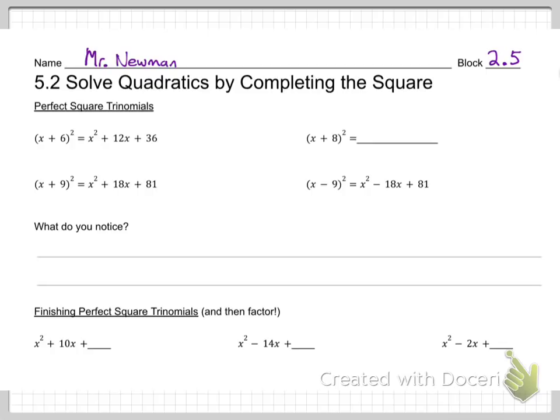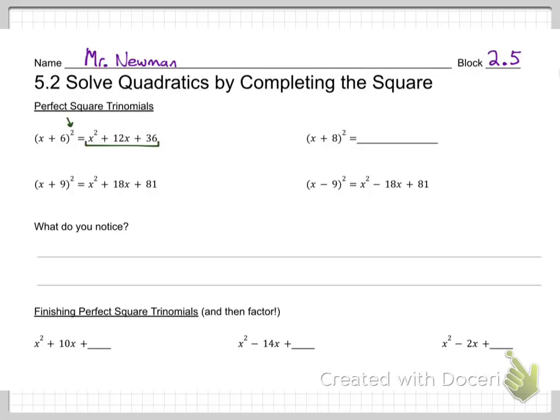Now, completing the square, first we have to identify what is a perfect square trinomial. You see what I did here? I've got some equations. This is something we did last unit where we multiplied binomials. X plus 6 squared gives you x squared plus 12x plus 36. X squared plus 12x plus 36, we call that a perfect square trinomial because it's something squared. It's x plus 6 squared. So, any trinomial that is a perfect square trinomial is going to be something else squared.